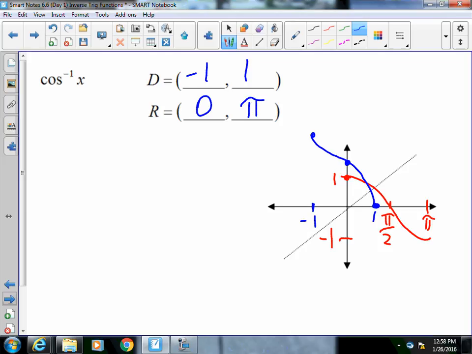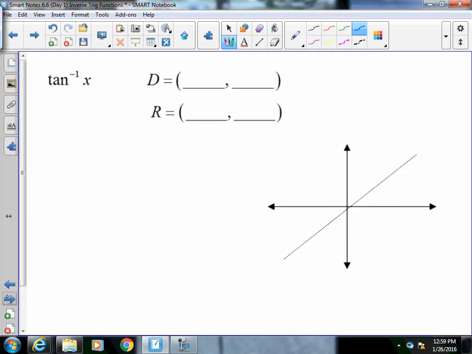Well, 0 to pi includes quadrants 1 and 2. Positive trig values will give you an angle in quadrant 1 when we're doing inverse cosine, and negative trig values will give you an angle in quadrant 2. So quadrant 1 or quadrant 2.